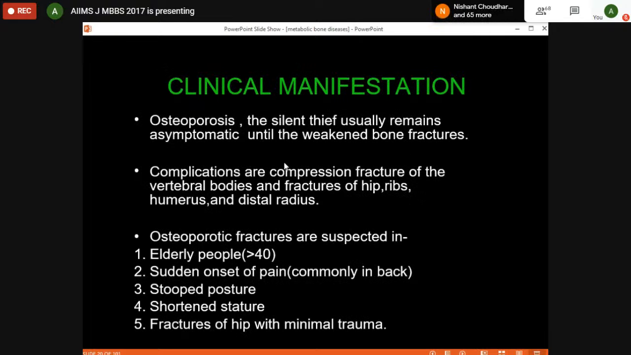So what are the clinical manifestations? It is actually a silent thief, usually remaining asymptomatic until the weakened bone fractures. Complications are compression fracture of the vertebral body and fractures of the hip, ribs, humerus, and distal radius. Osteoporotic fractures are suspected in elderly people with sudden onset of pain, stooped posture, shortened stature, and fractures of the hip with minimal trauma. So after a trivial fall, if someone comes with a fracture of the hip, you should always suspect an osteoporotic fracture in elderly people.